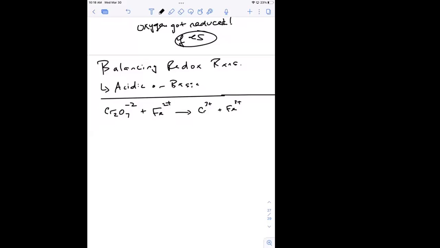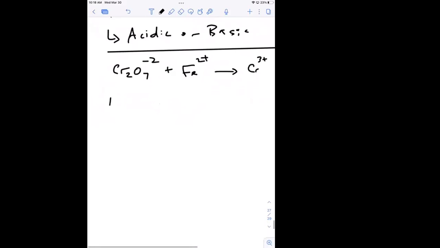All right, so the first thing you want to do is write out the half reactions, what we call half reactions.